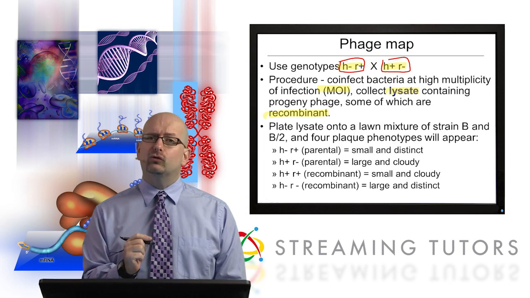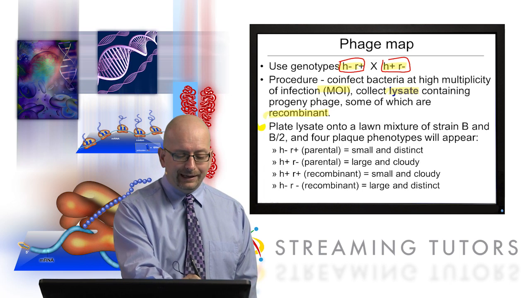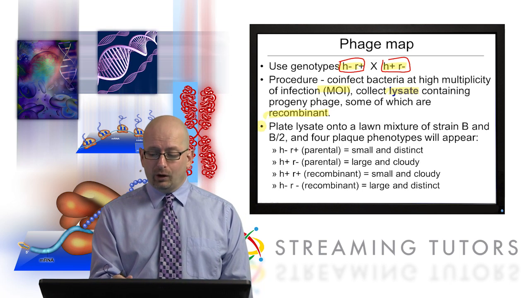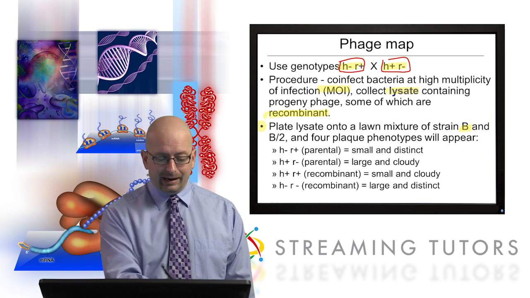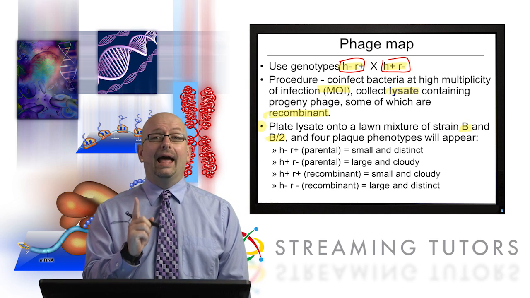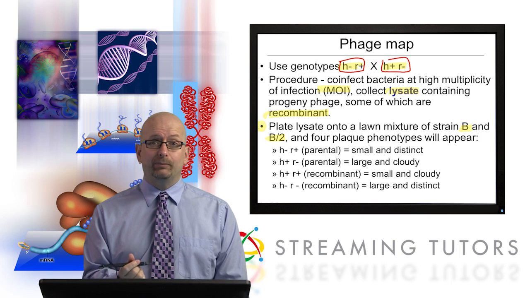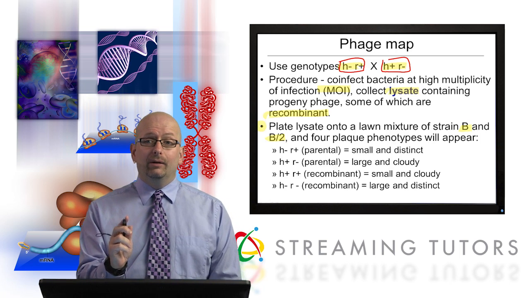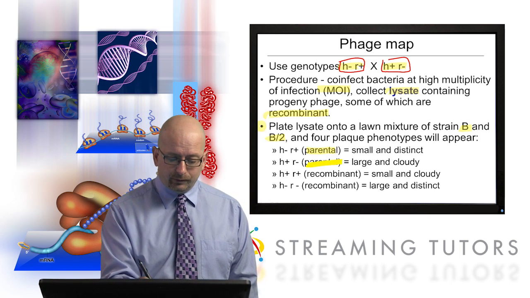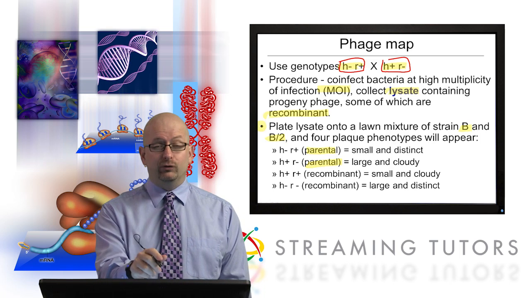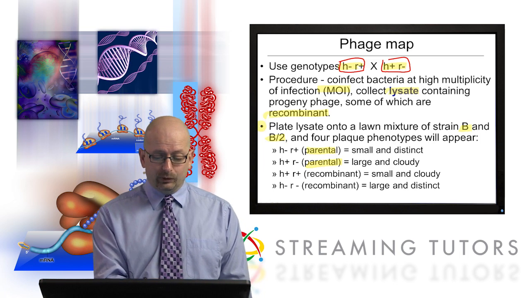Then check out, this is so clever what we can do. Plate the lysate onto another lawn, but it's going to be a mixture of strain B and strain B2. And on that type of lawn, 4 plaque phenotypes are going to appear. So the 2 parentals, if you just did a single infection, this is the way they would look.